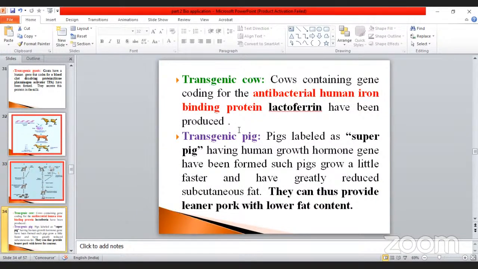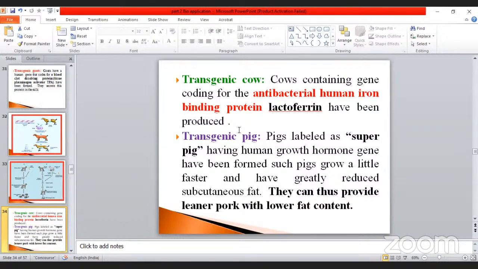Transgenic cow. Cows containing genes coding for the antibacterial human iron binding protein, called lactoferrin, have been produced. Transgenic cow produces lactoferrin. It is nothing but the antibacterial human iron binding protein. Ferrin, you know, is iron, isn't it? Lacto is the protein molecule. So it is an iron containing protein.